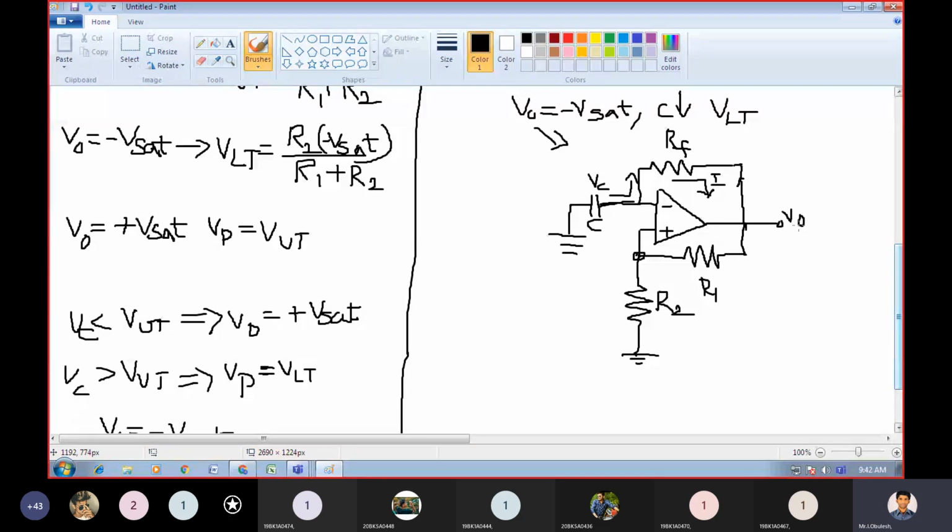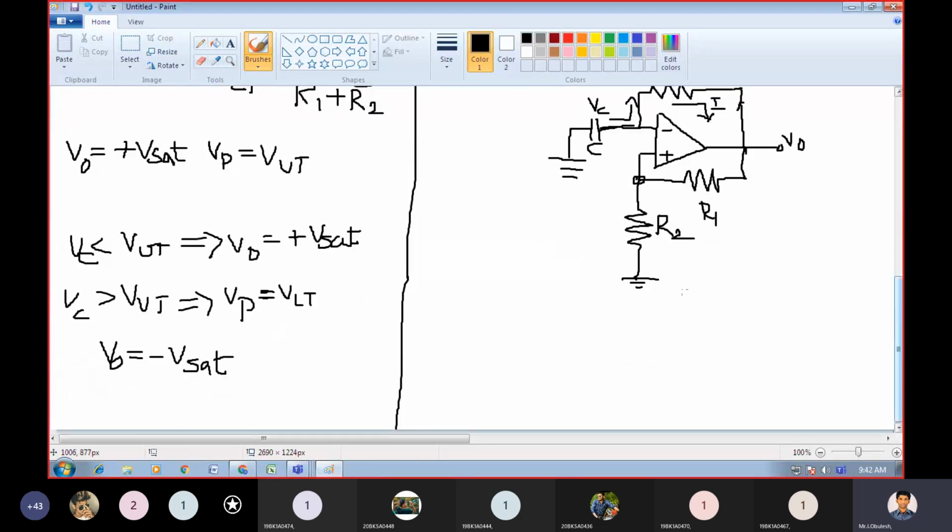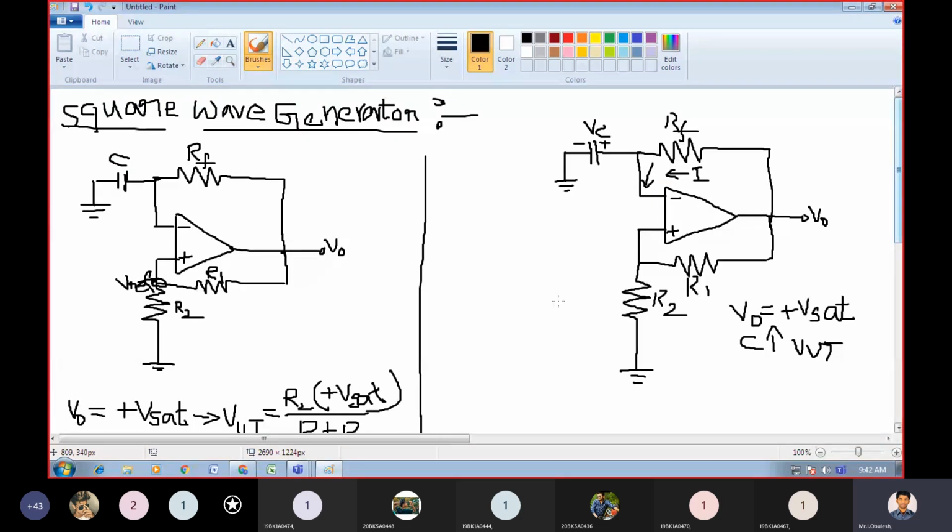We'll draw the graphical diagram, then only we'll get maximum clarity. If we draw the graph for this astable multivibrator, or square wave generator, or free running oscillator using op-amp, then only we'll get the clarity. Okay, up to now clear? I think you don't have any doubt up to now. Yes or no?